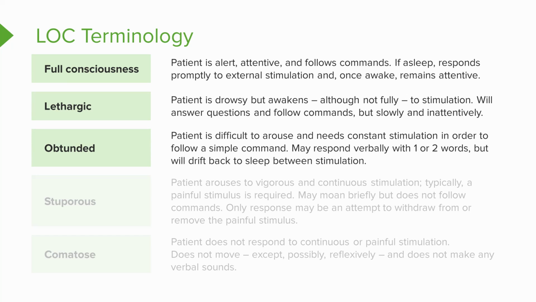Now, obtunded. Okay, this person is at a lower level than lethargic. They're much more difficult to arouse. They kind of need constant stimulation in order to follow simple commands. They might respond verbally with 1 or 2 words, but they're going to drift back to sleep in between.